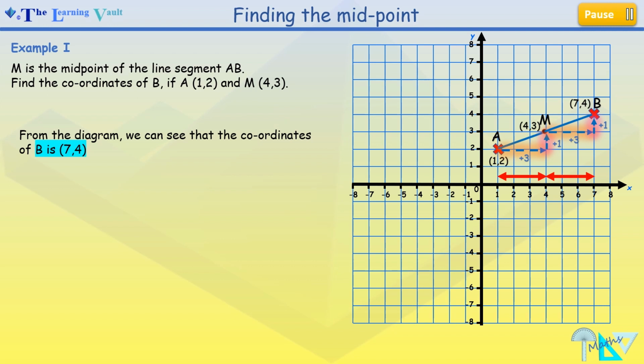Another way to view this, with reference from point A, coordinate 1 and 2, is for the x coordinate, that's the horizontal move, we've got 1 plus 3 plus 3, which equals 7. And for the y coordinate, the vertical move, we've got 2 plus 1 plus 1, which equals 4.